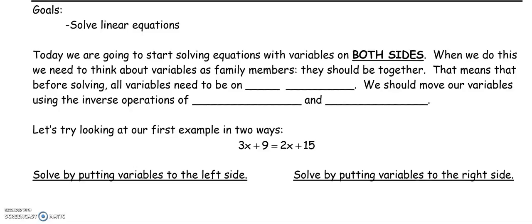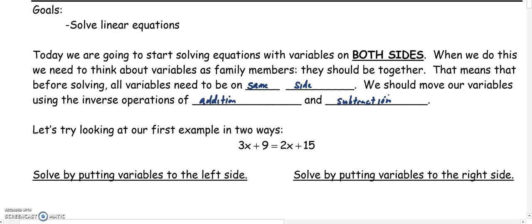Today we're going to start solving equations with variables on both sides. When we do this, we need to think about variables as family members. They should be together. This means before solving, all the variables need to be on the same side. We should move our variables using the inverse operations of addition and subtraction, depending on if the variables are positive or negative.